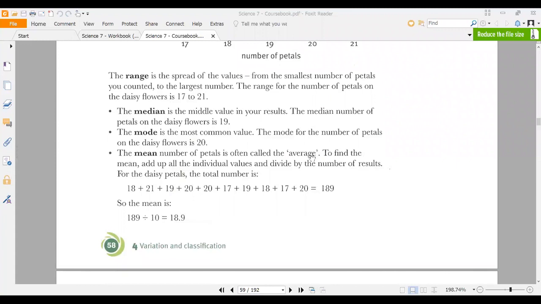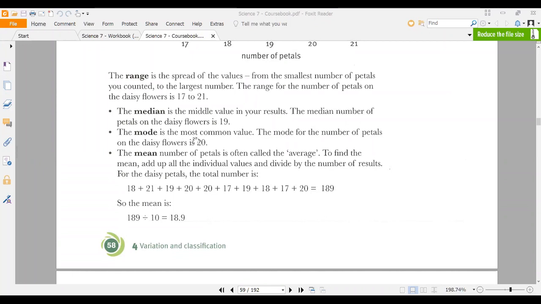Can you read it, Emilia? Emilia, can you hear us? Yes. Okay, yes, Emily, yes, please. The mode? Yes, the mode.